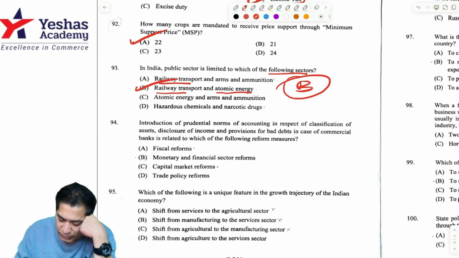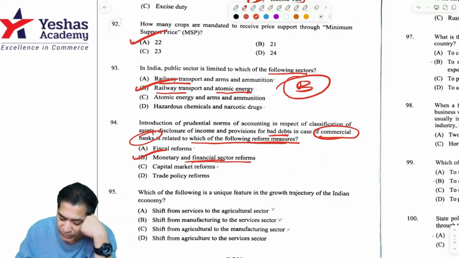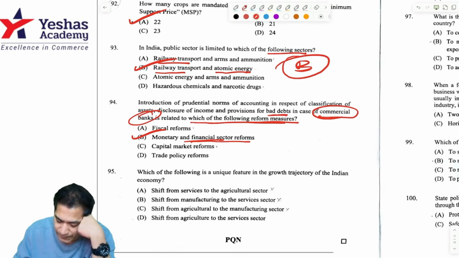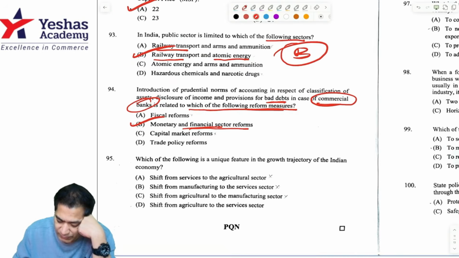Introduction of prudential norms for accounting in respect of classification of assets, disclosure of income and provision for bad debts in case of commercial banks is related to which of the following reform measures? It is a monetary and financial sector reform measure. If you talk about capital market, even the stock exchanges will come, but they're talking about banks here, and banks are a part of the money market.